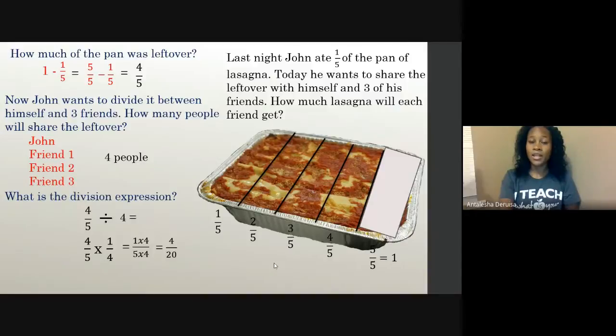So we can say that each person will receive this amount. So now let's see, what does that look like with this big pan of lasagna that we have here that we have to model with?